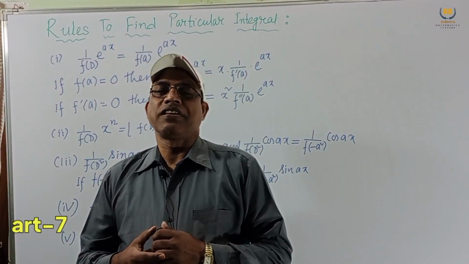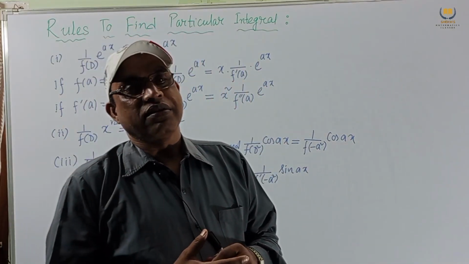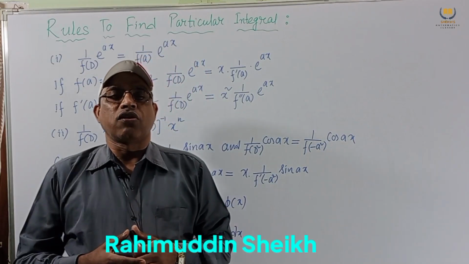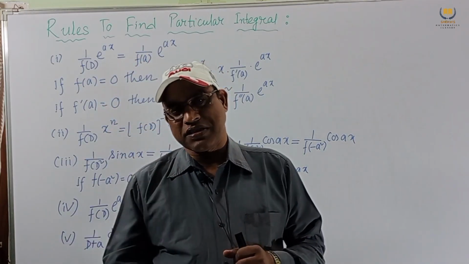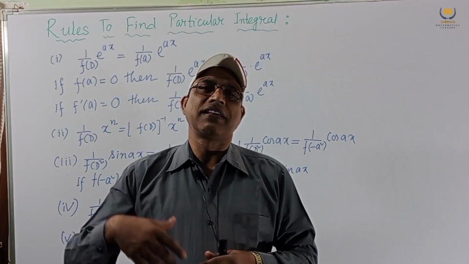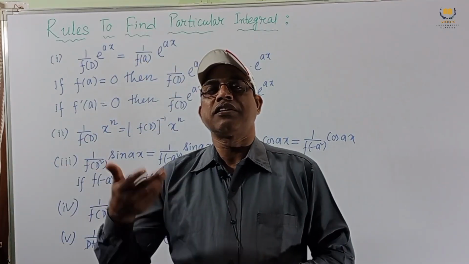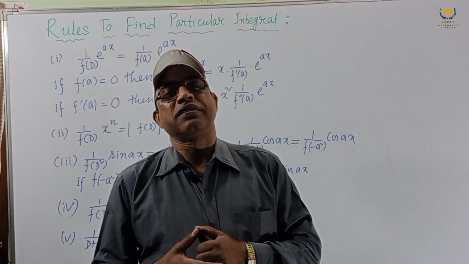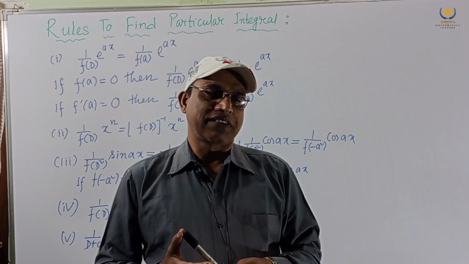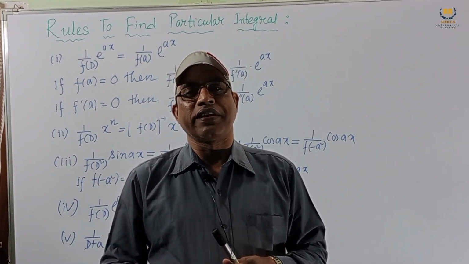Our main discussion is linear differential equations of second order with constant coefficients. In the last video, some problems were done. If the right hand side is 0, then we can easily solve, but if the right hand side is a non-zero number, it may be exponential, algebraic, or trigonometric. Then we have to find particular integrals. Now let us consider some rules for how to find particular integrals.